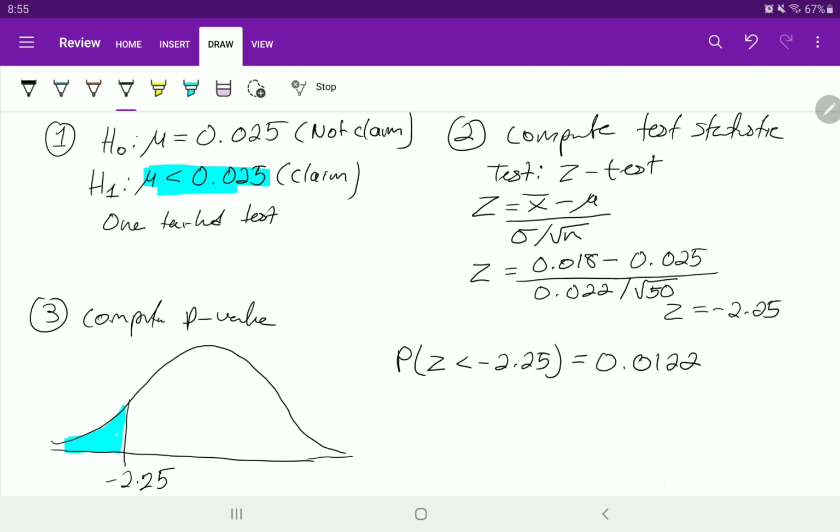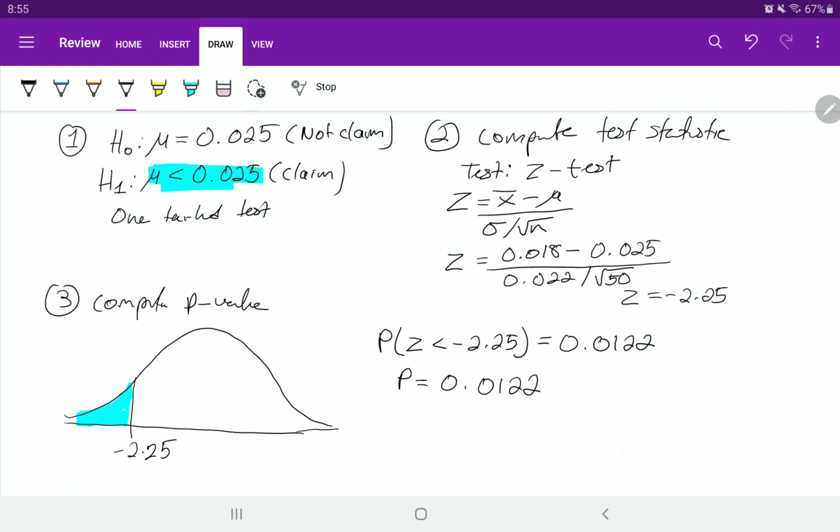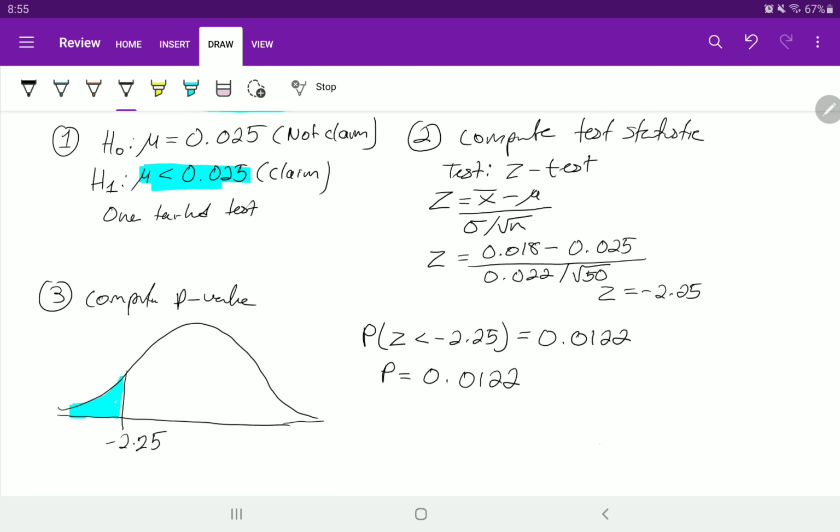Remember, if it is shaded to the left, you leave the probability the way it is. If this was a right-tail test, once you find that probability on the z-score table, you must subtract that probability from 1. Do not forget about that. In this case, this is going to be our p-value, 0.0122, which means we can go to step number 4 and make our decision.